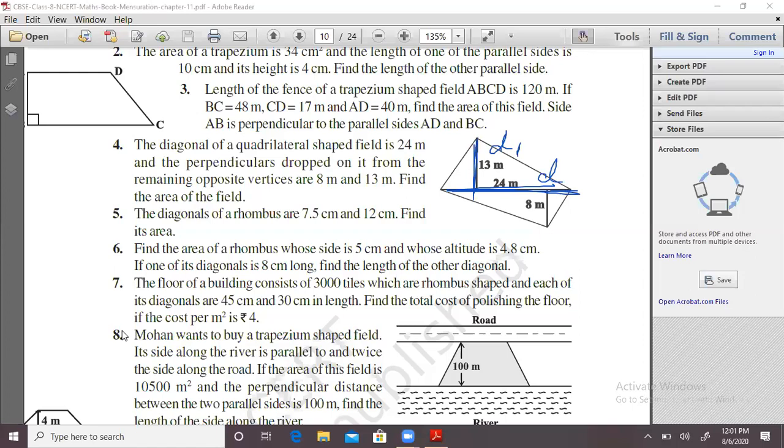Say this is H1 and H2. Right? Diagonal is given here. Height 1 and height 2 is also given here. Okay. So here you will use the formula of area of general quadrilateral. Here you have given diagonal, height 1 and height 2. What will be the area here?